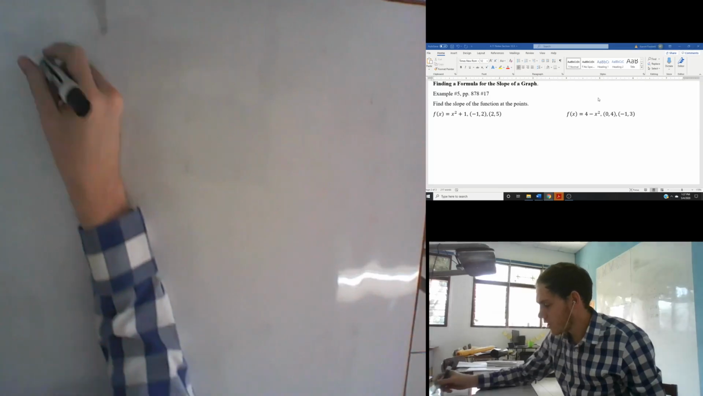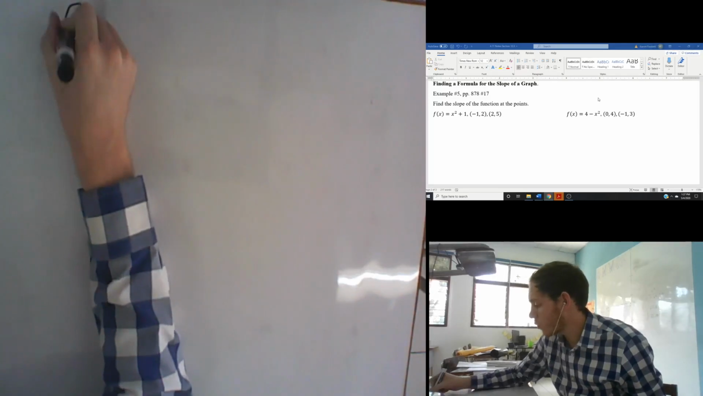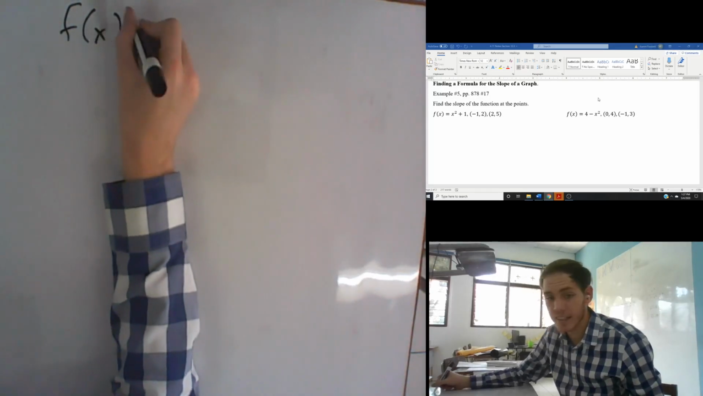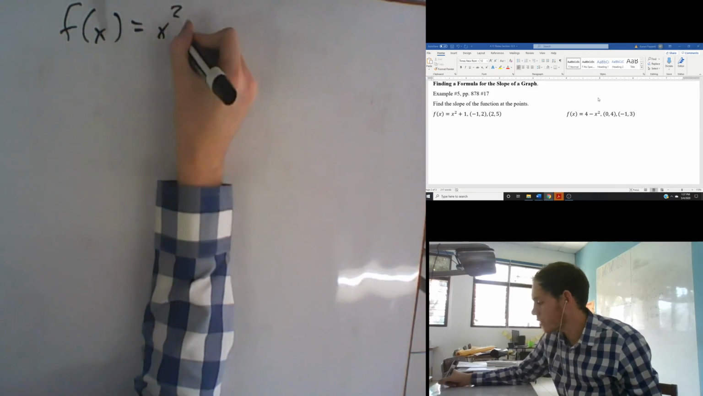Okay. So again, we first start with our formula. f of x equals x squared plus 1.